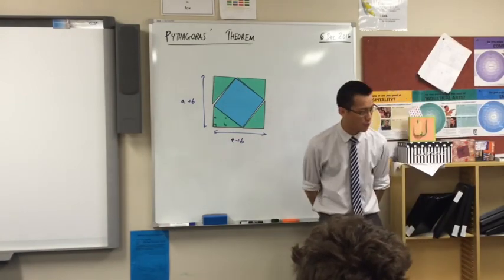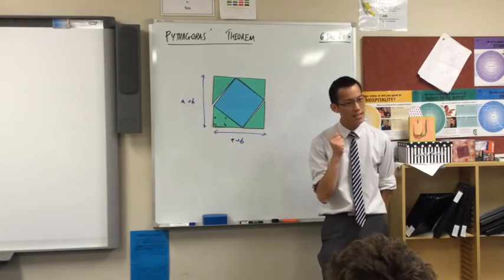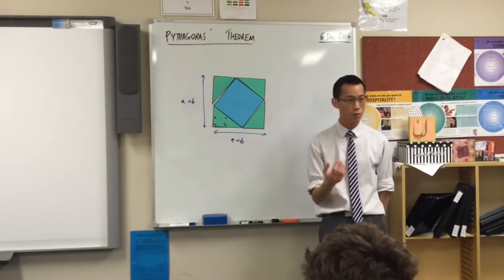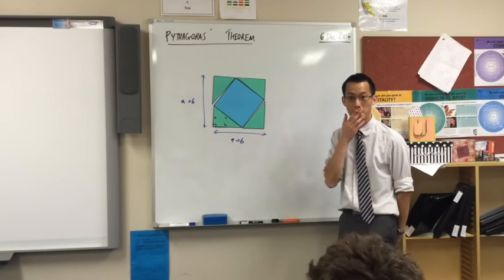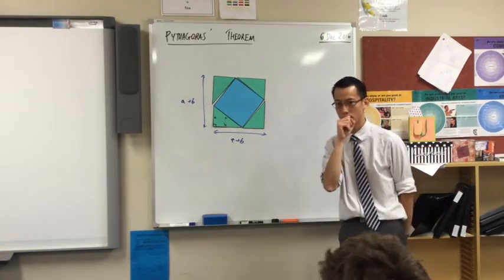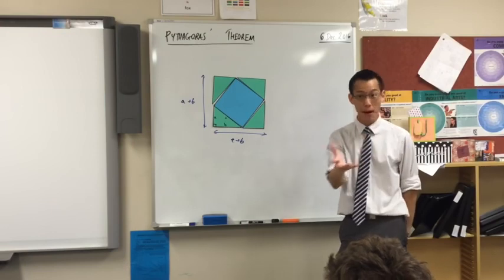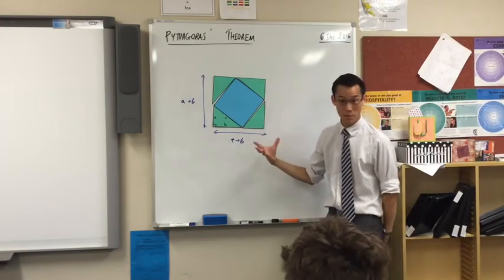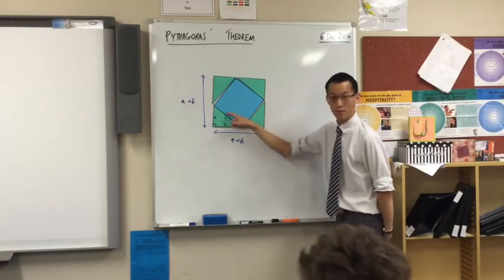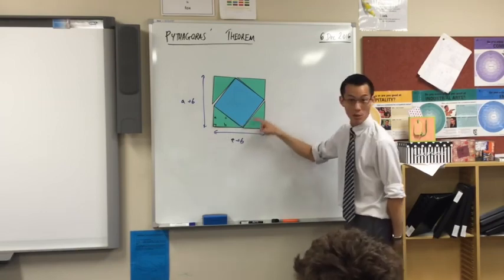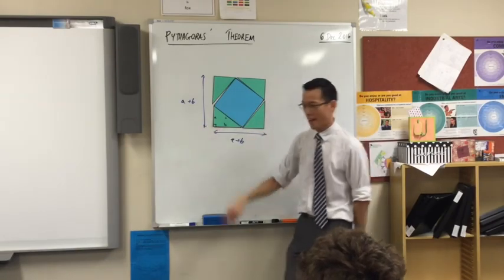I want you to think for a moment. What's the area? We've done area before. What's the area of this blue square? What do you reckon, Tarun? C times C. Remember, all of these 4 triangles around the edges are the same. This is C, this side here. That means this is C as well. In fact, they're all C.